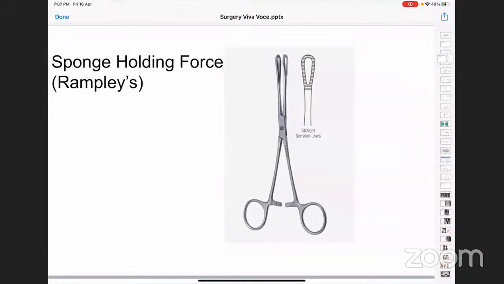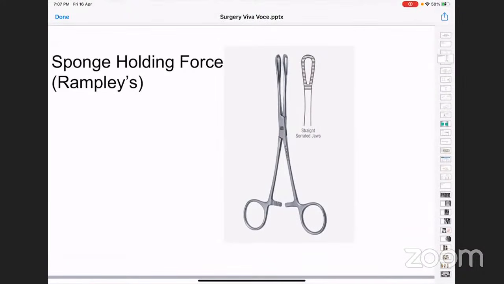You can use sponges for doing blunt dissection. You can use sponges for performing things like mopping the free edges of the area that you're operating on. You can use it to mop the effluent coming out during a bowel anastomosis. So all these are applications where you use the sponge holding forceps to hold sponge.